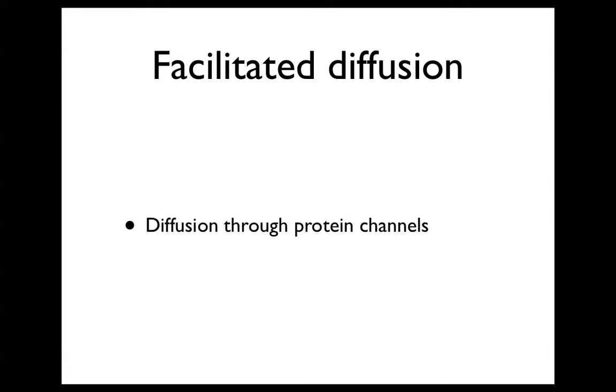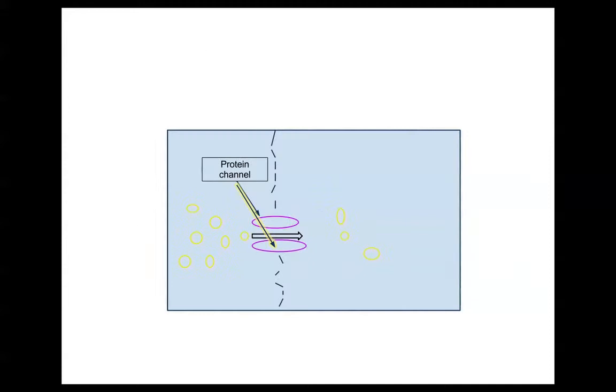Lastly, facilitated diffusion. It's the diffusion through protein channels. As you can see in the picture, the pink ovals represent protein channels, and these channels help the molecules move from high concentration to low concentration. It doesn't require any energy because it's still the movement along the concentration gradient.